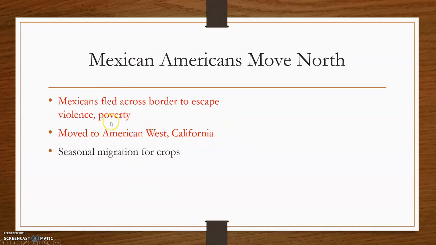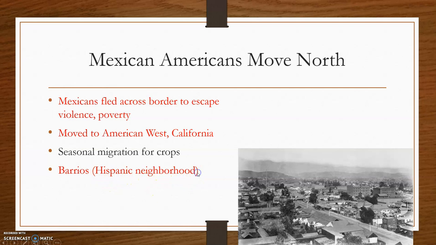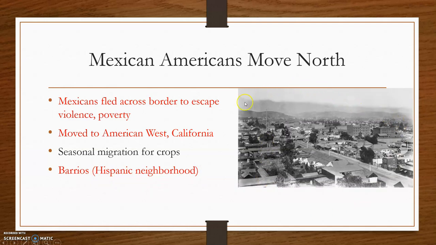And many of them are actually going to seasonally migrate, meaning they will come from Mexico to California in the American West. They will work on farms, on crops, and they'll move back when that crop is out of season. One really interesting thing that I found when researching this was the barrios. I'm probably not saying that correctly. I'm sorry. Barrios. And this is essentially another name for a Hispanic neighborhood that pop up in Los Angeles and cities like that.